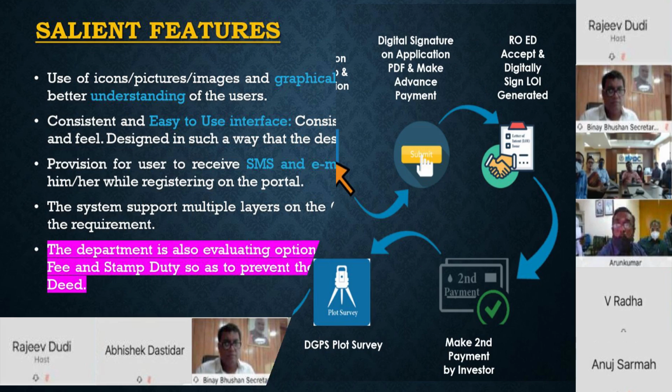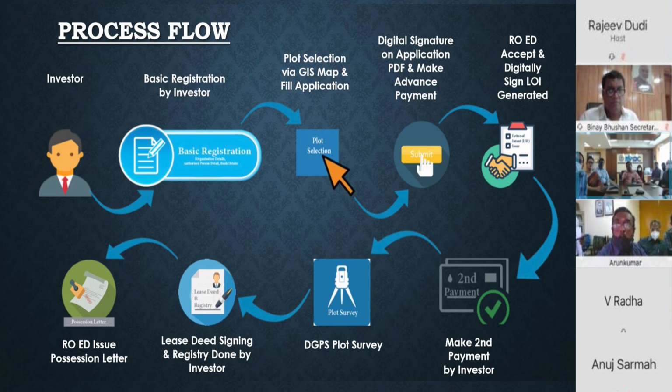The process flow is: the investor has to do a basic registration in our portal. Once registration is done, he will be shown all the plots available. He can choose based on advanced search or basic search. All the park details will be given, and the advanced search can be based on whatever he wants, such as what type of industry. Once he has decided, he has to digitally sign and pay an advance payment, a small amount.